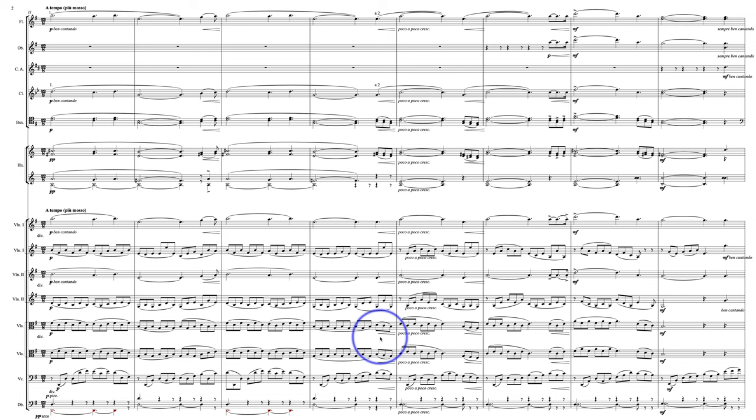Once again, poco a poco crescendo. You could be dropping in an invisible dynamic here, and then in the playback for your mock-up, you get that poco a poco crescendo. Or you could just put in the hairpin and get rid of the poco a poco crescendo. I try to avoid hairpins longer than about 3 bars. Once you get to 4, 5, 6 bars, there's a danger that the hairpin starts looking like a bar line and just confuses everything.